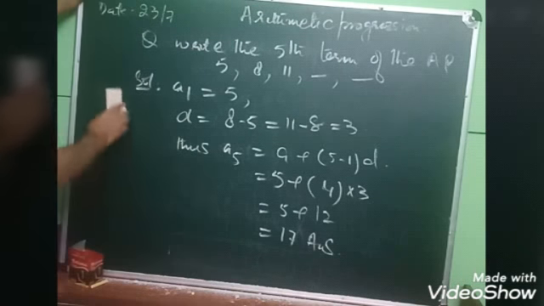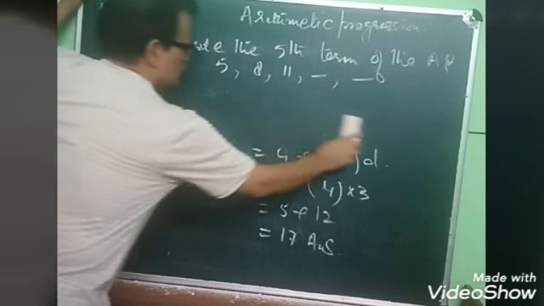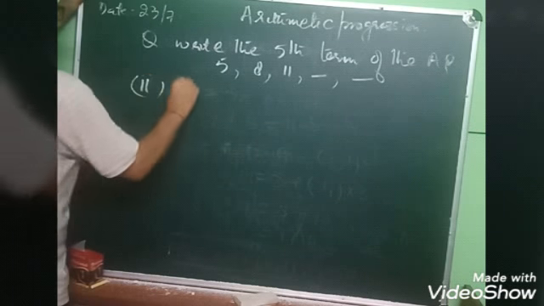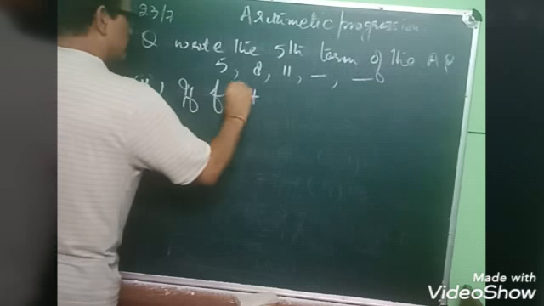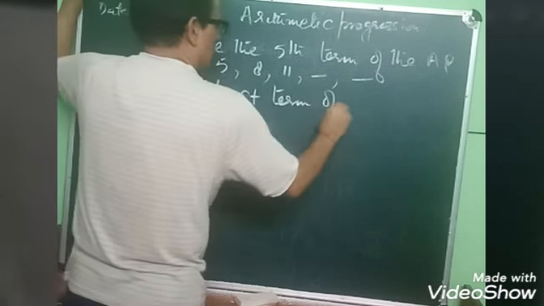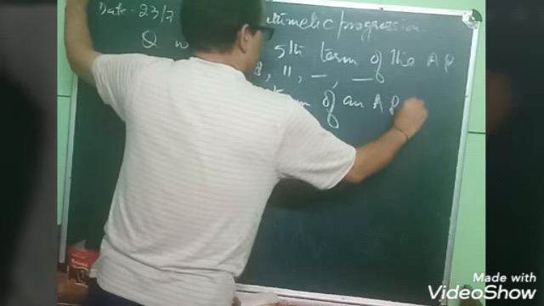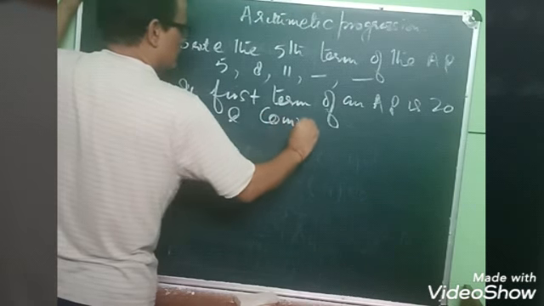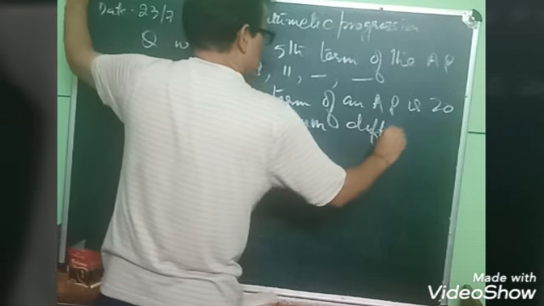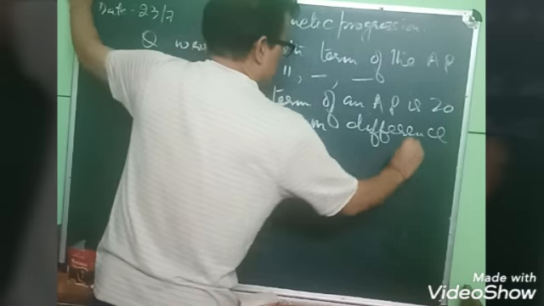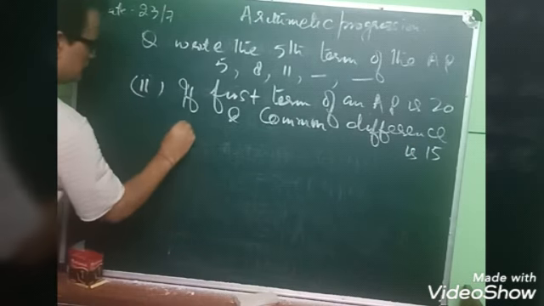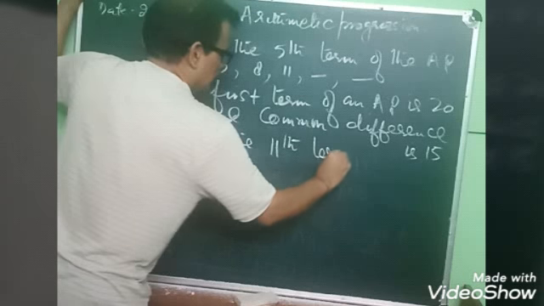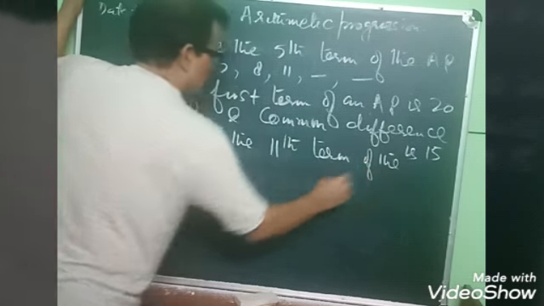Similarly, the second part of the question: if the first term of an AP is 20 and the common difference is 15, find the 11th term of the AP.